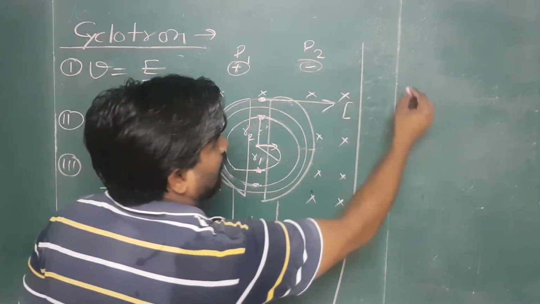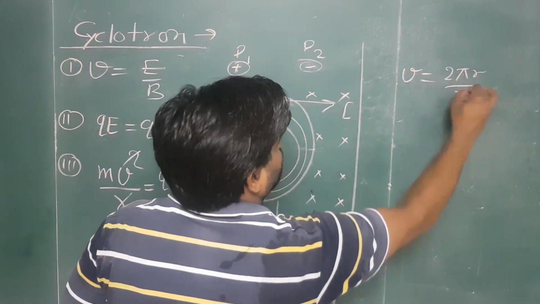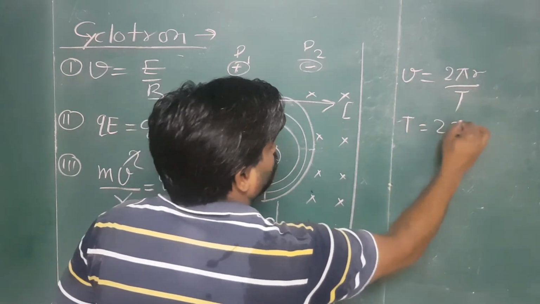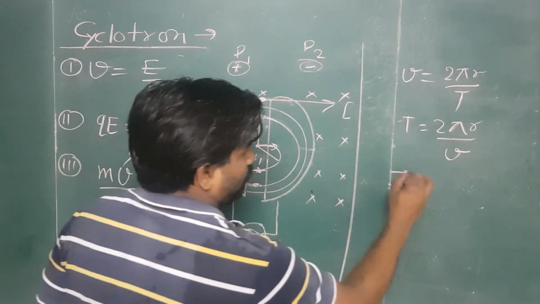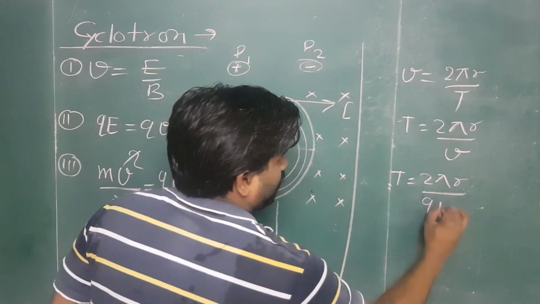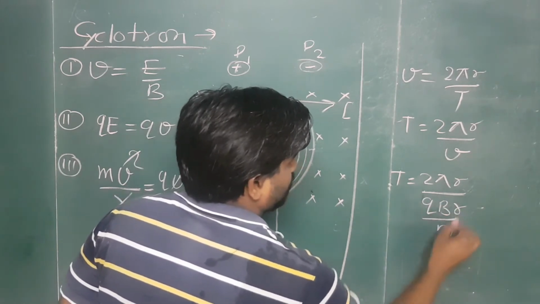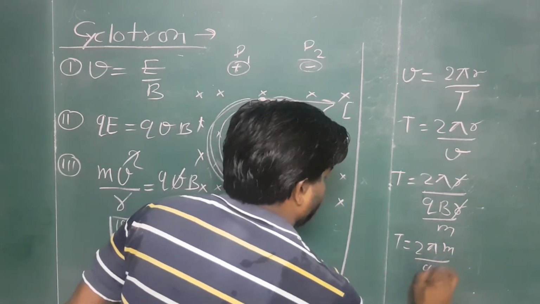Okay. Now coming to the time period, as we know v is equal to 2 pi r by T. So T is equal to 2 pi r by v, and the v is here, you can put it down. Then T is equal to 2 pi r by qBr by m, r cancels, then T is equal to 2 pi m by qB.